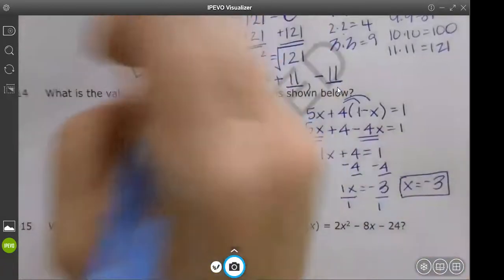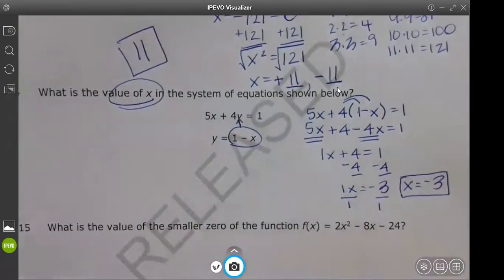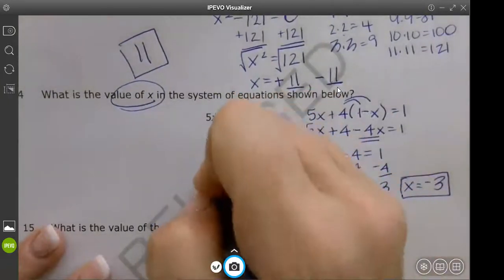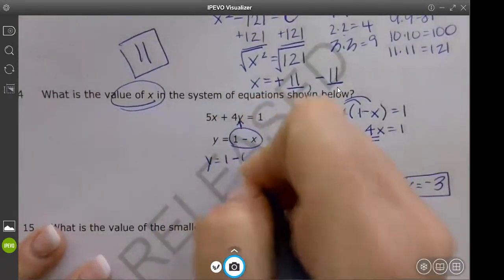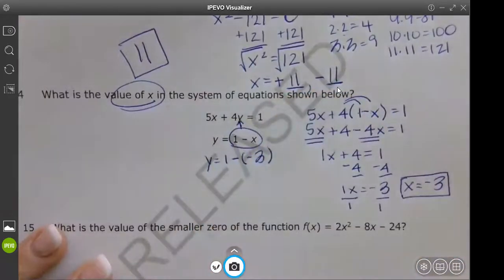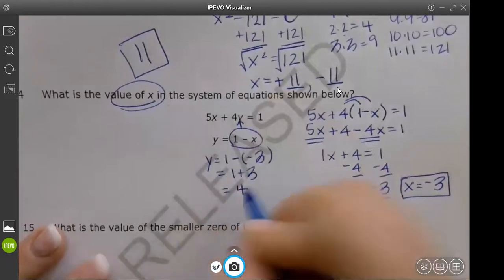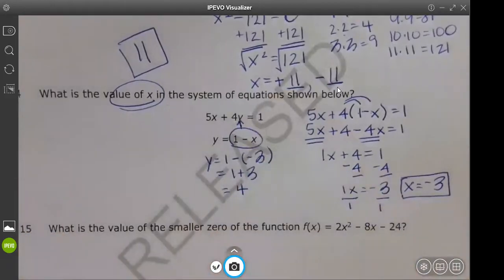And it asked for the value of x. If it asked for y, we would just plug it in right here. So if it asked for y, we would do 1 minus negative 3. Minus minus is a plus. And y would be 4. But it didn't ask for y. I'm just giving it to you. Typically, they'll ask for y and not x. All right.